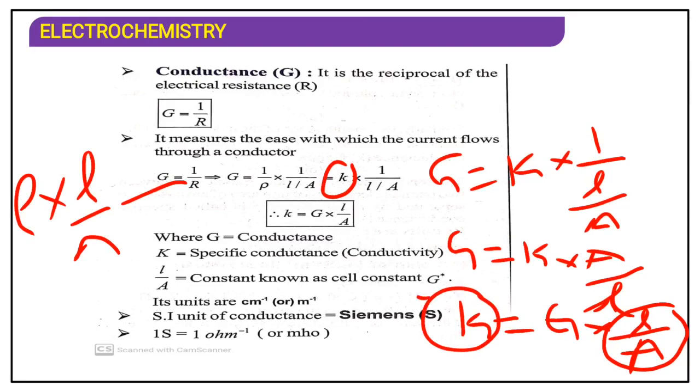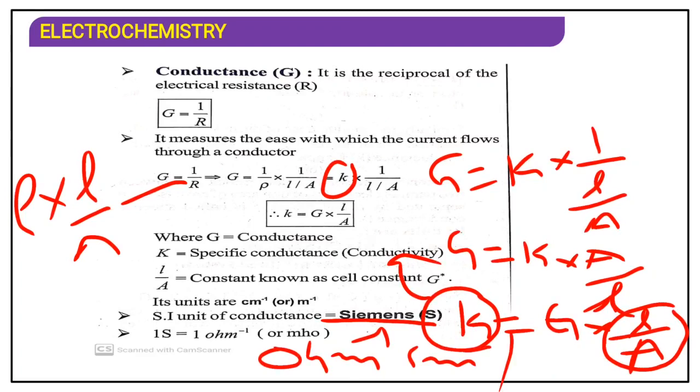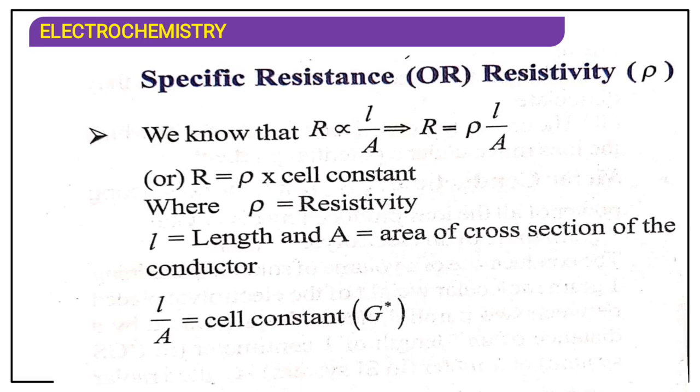K is the conductivity. Its units are Siemens. Instead of Siemens, we can also use ohm inverse centimeter inverse, or ohm inverse meter inverse. These are the units of K. I hope you understood it in detail. Let us move to the next one.